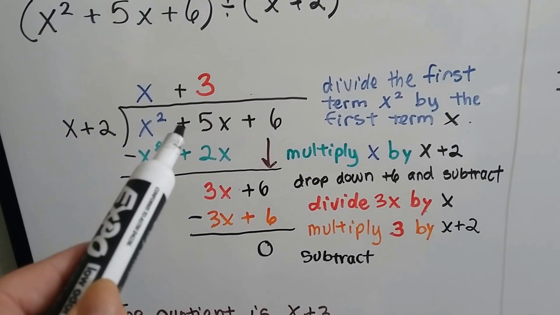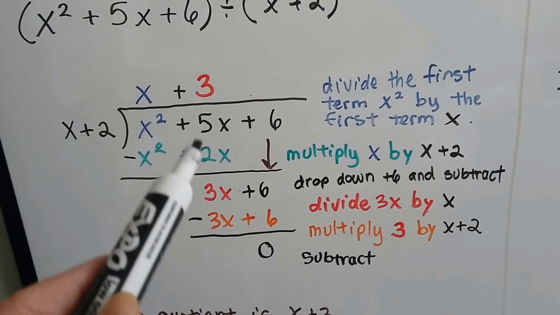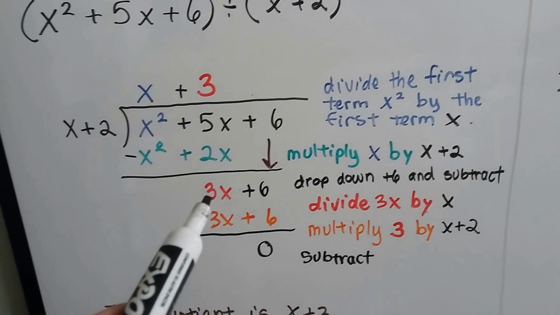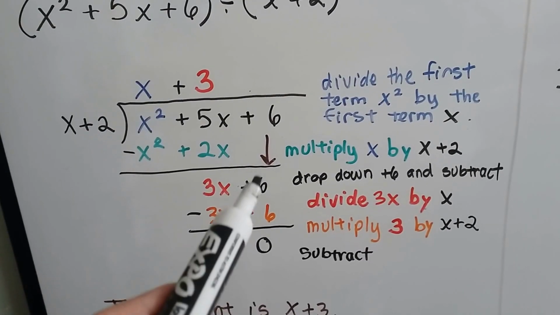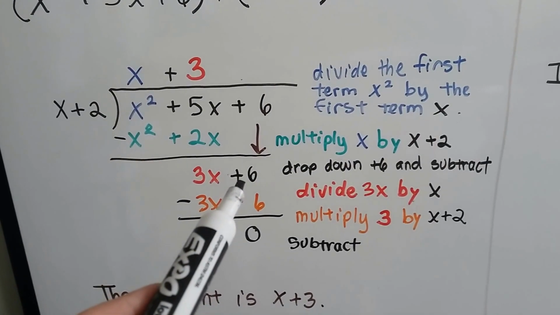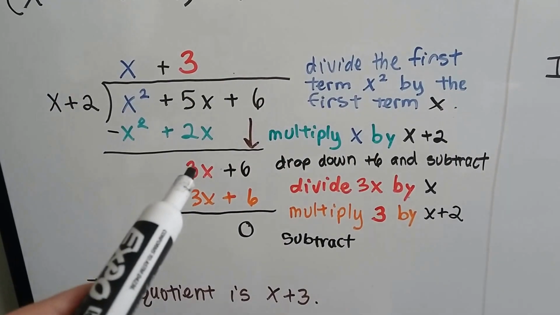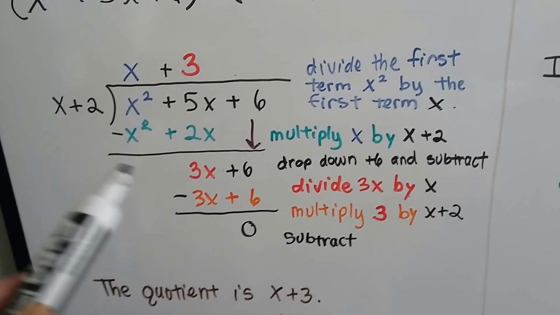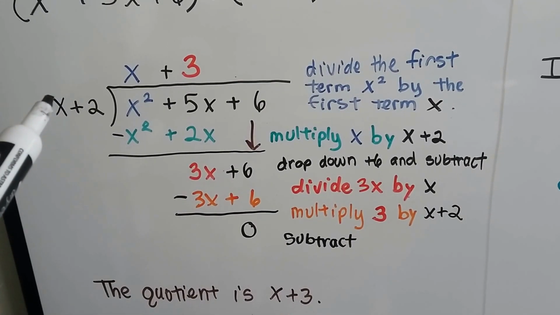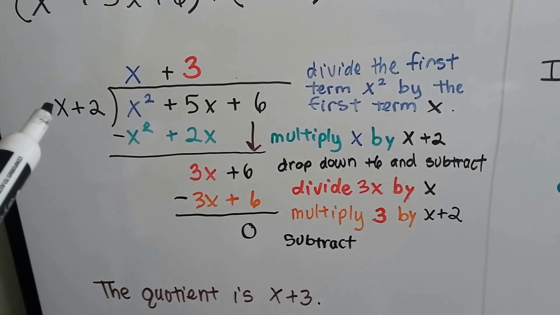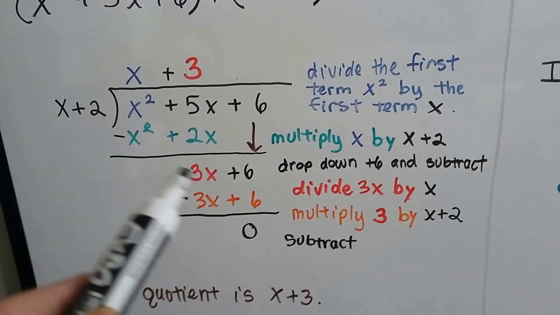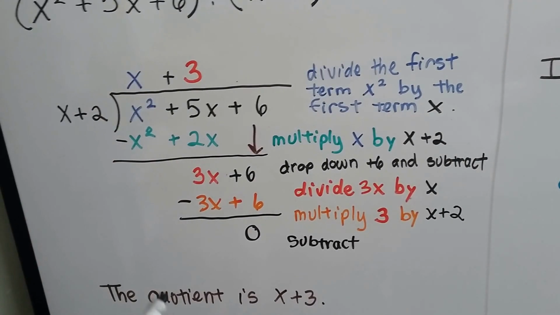And we're going to take away 2x from 5x. That's going to give us a 3x. And now we drop down the next term, just like we would in long division. Now we need to divide this 3x, this red 3x, by the x. Again, we're only using the first term. And x goes into 3x 3 times.